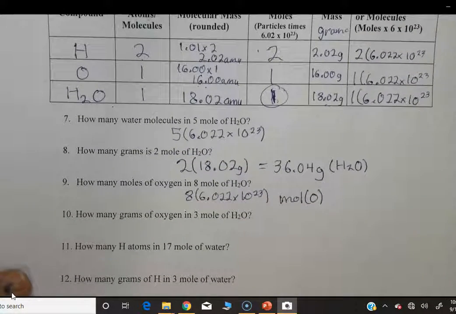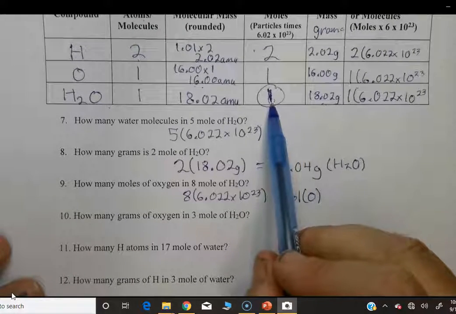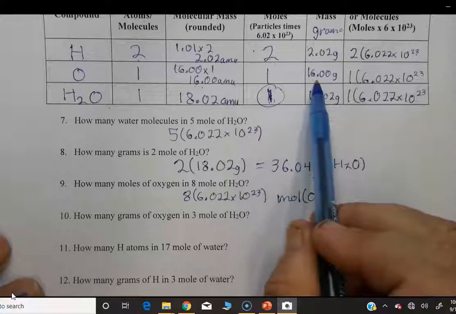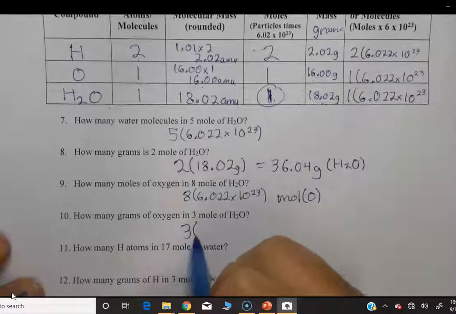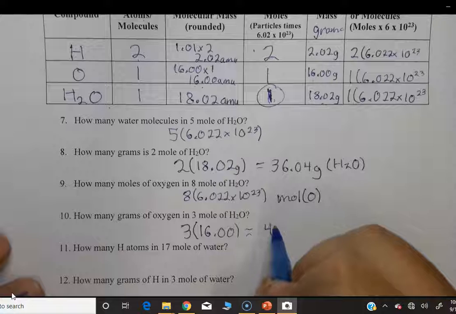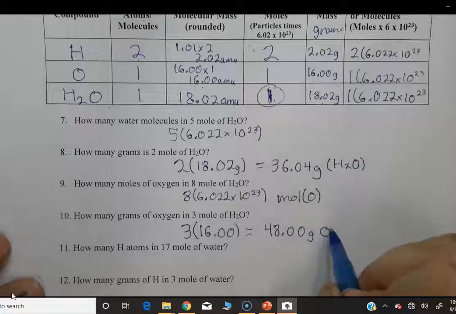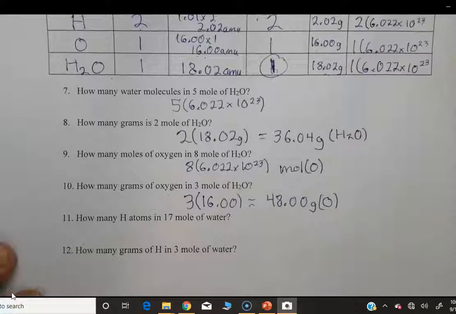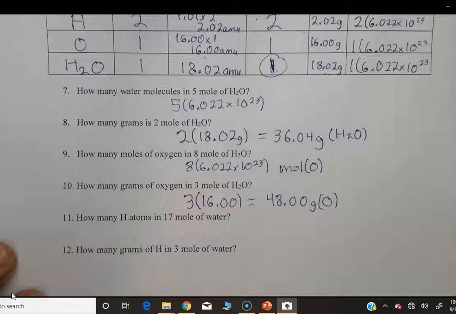All right. How many grams of oxygen in 3 moles of H2O? So this is for 1 mole. How many grams of oxygen in 1 mole? There's 16 grams. When I want to make 1 mole, I need 16 grams of oxygen. So if I want to make 3 moles, I multiply this by 3. So it's 3 times 16.00, which gives us 48.00 grams of oxygen. You getting the hang of this? I hope so.